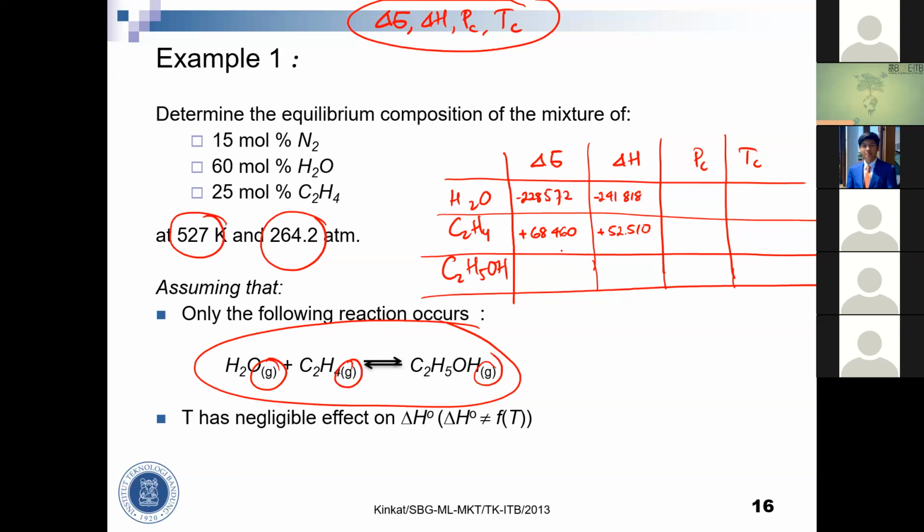Ethanol, well, hold on, sir. I'm not sure about this one since, if I'm not mistaken, in the thermodynamics class last semester, it was different between C2H6O and C2H5OH. Oh, really? Yes. Is it different in the phase or?